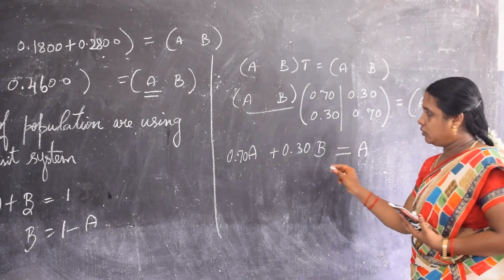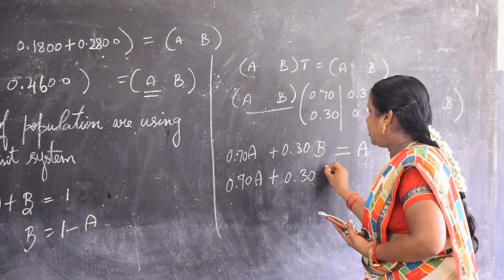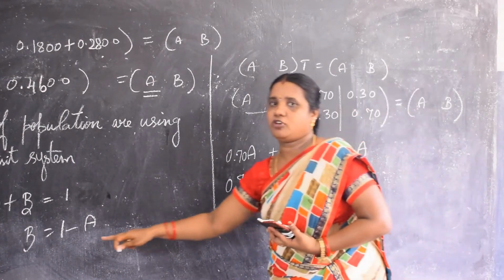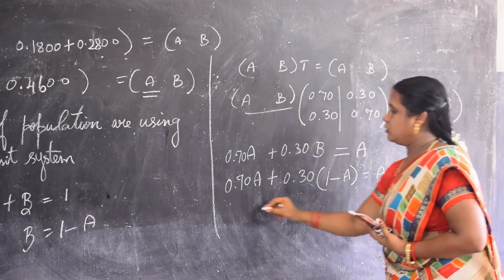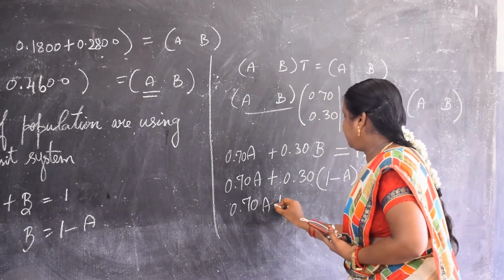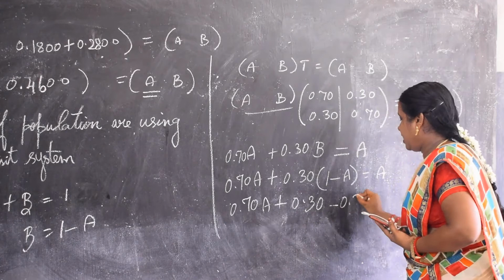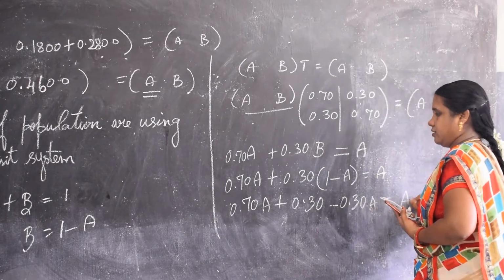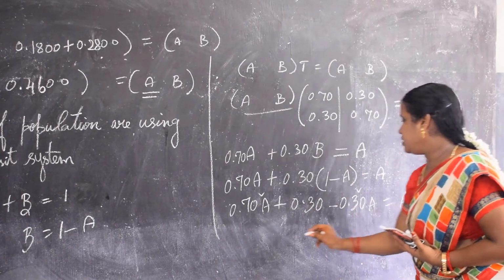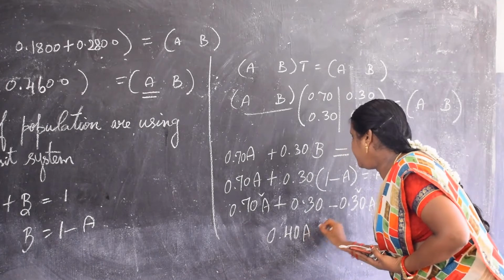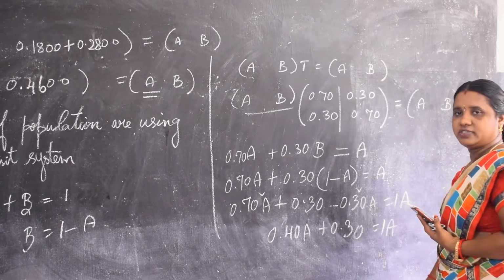Have you understood? So now I am going to write 0.70A plus 0.30 in the place of B. Instead of B I am going to write 1 minus A, equal to A. So 0.70A. Now you multiply plus 1 multiply 0.30 by A. 0.30A is equal to A. Now what should we do? Take like terms. 0.70 minus 0.30, 0.40A plus 0.30 is equal to A. A means here 1A. Have you understood?